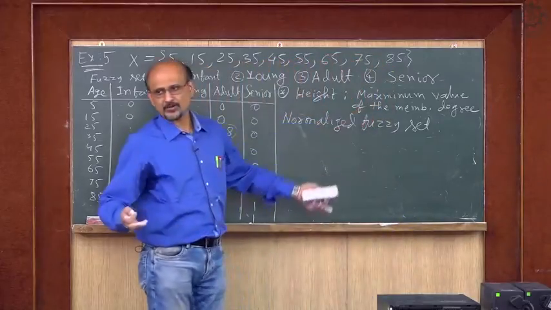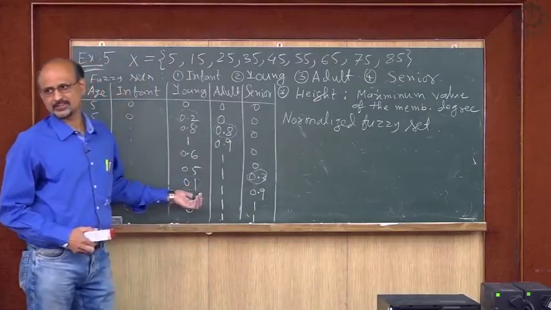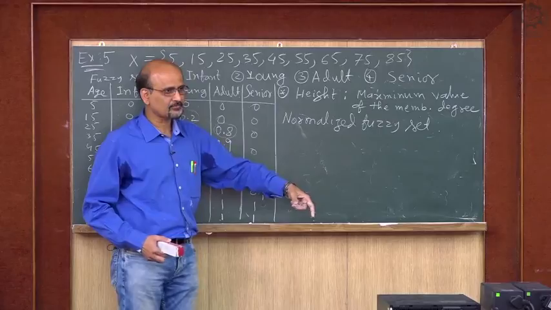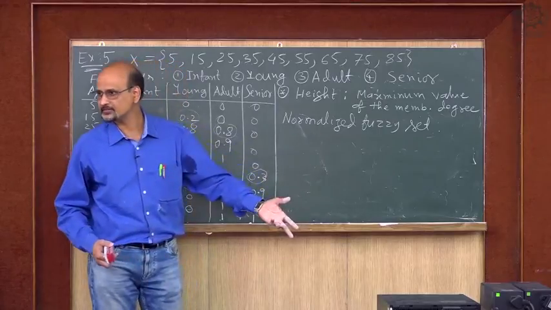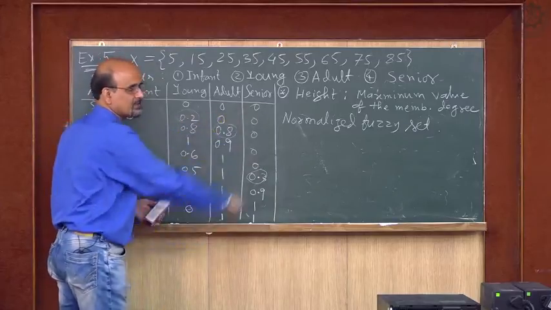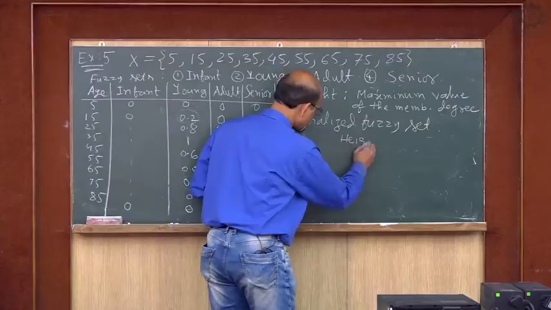That means maximum value. If you have 1 as the maximum value, that is, if the height is 1, then that fuzzy set will be called a normalized fuzzy set. Understood? So in this case all these 3 are normalized fuzzy sets. So the height is 1.